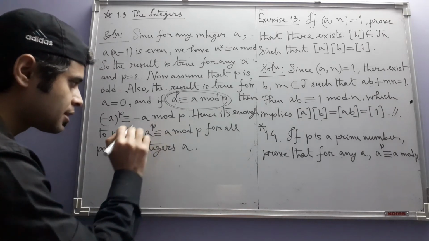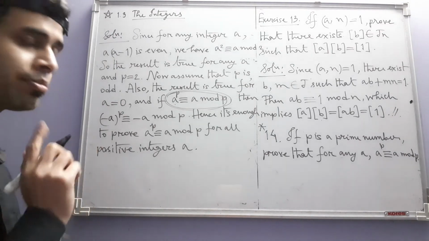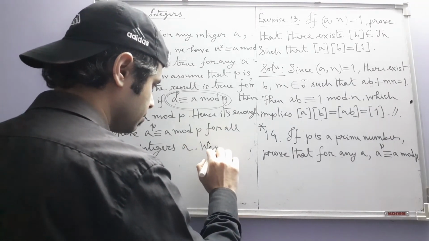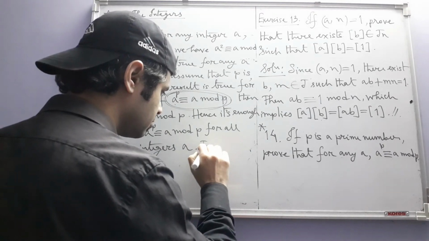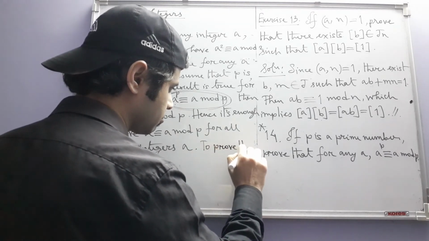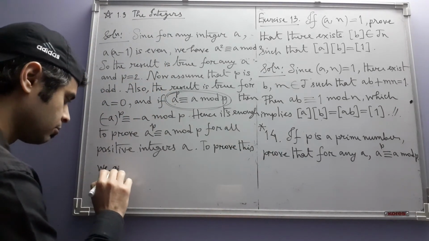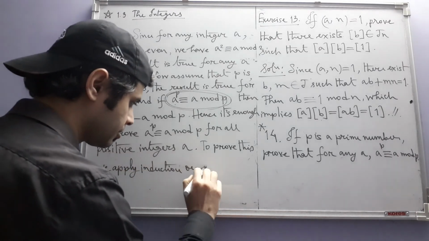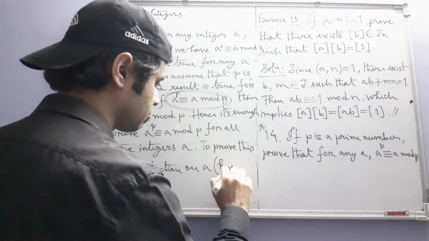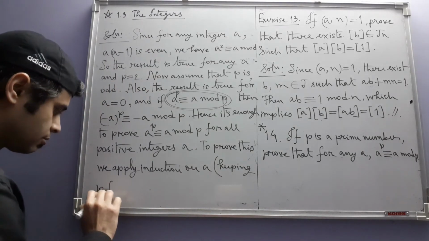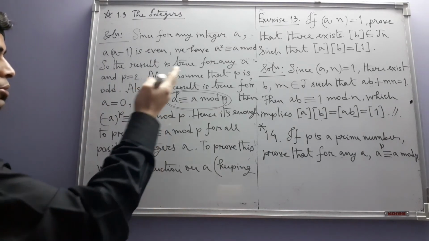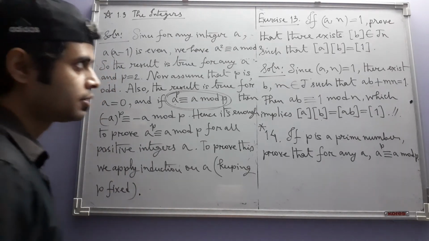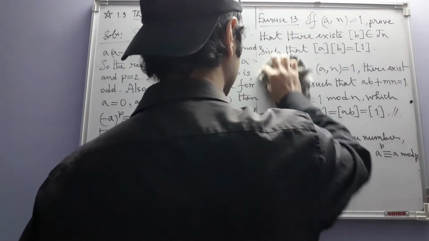For me, p is some arbitrary but fixed odd prime number. That has to be kept in mind. P is odd. So to prove this, we apply induction on a, keeping p fixed. We have assumed p to be an odd prime number that is fixed, arbitrarily fixed. So now we go for the induction.